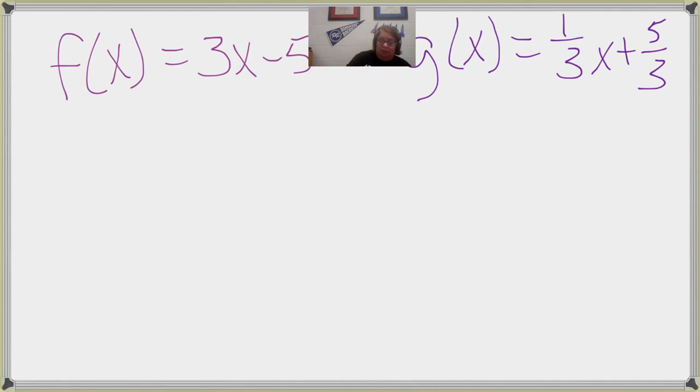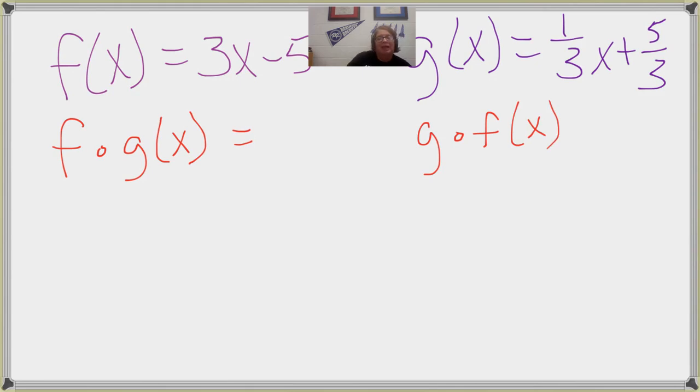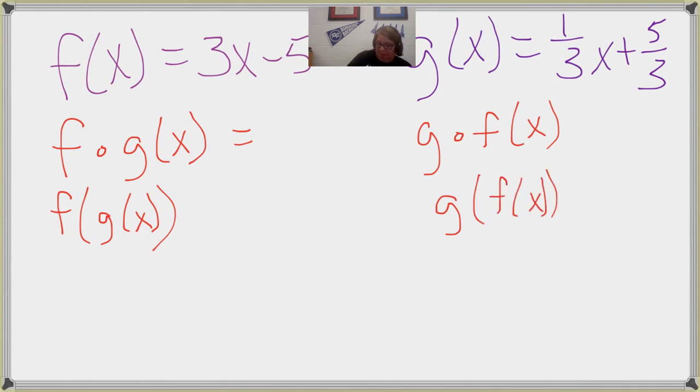To find that out, we're going to use a process called composition of functions. And we're going to find f of g of x, and we're going to find g of f of x. It looks like fog and golf, but it's f of g, g of f. Another way to write that is this. It means the same thing. It's two different ways of saying the same thing.